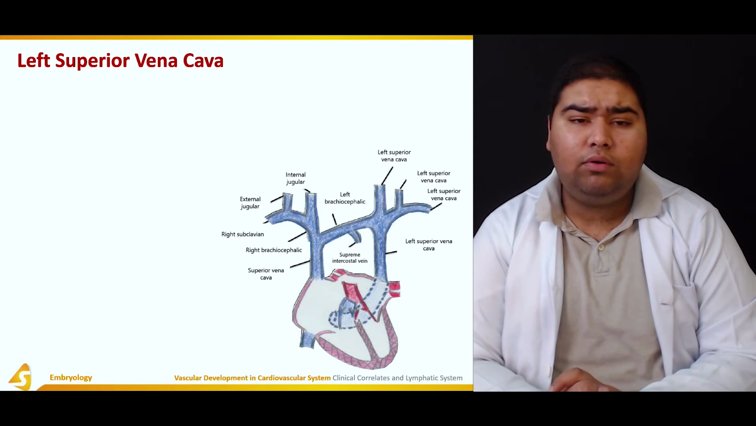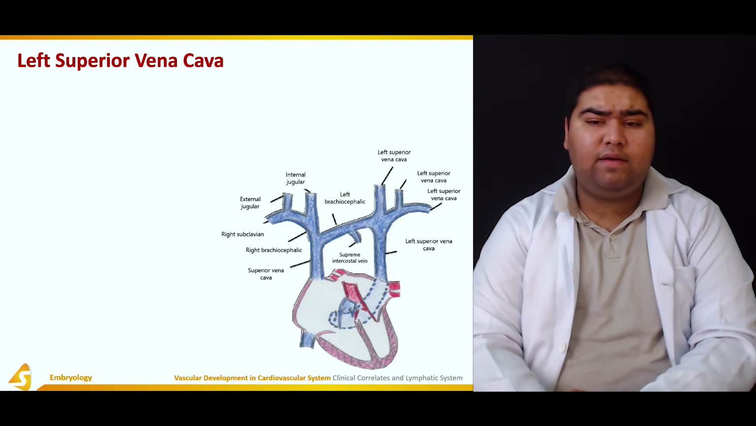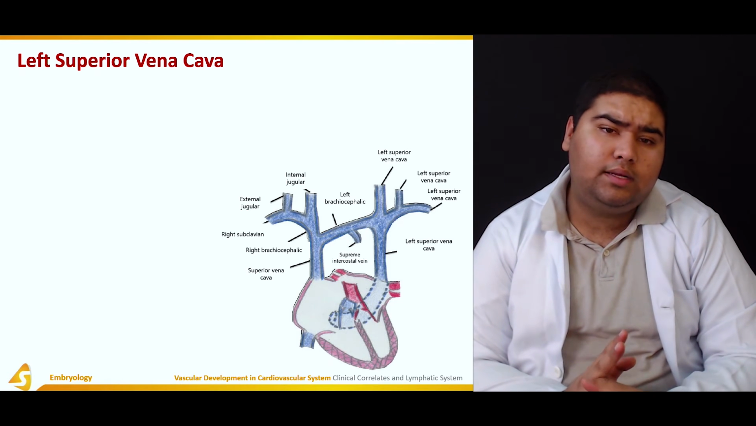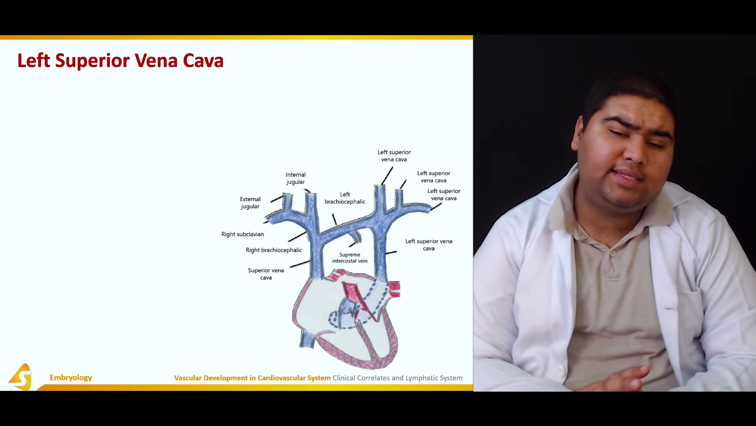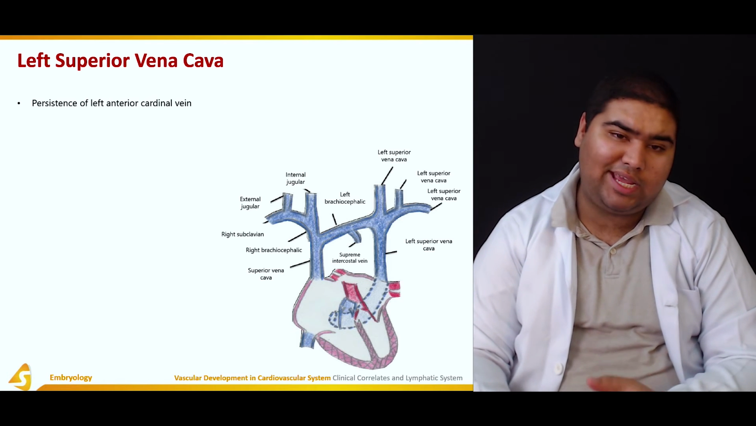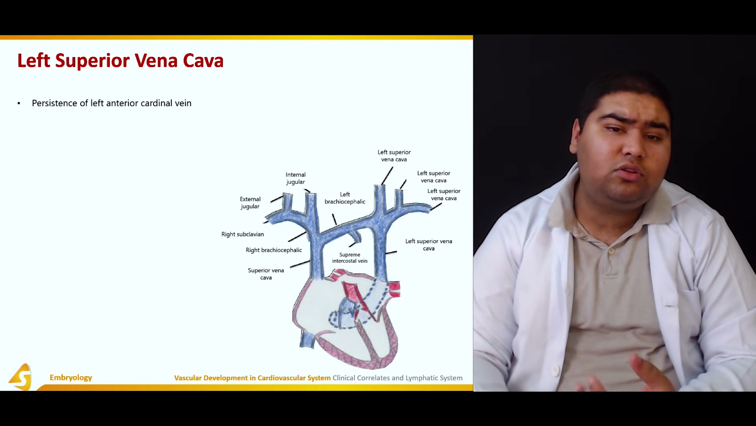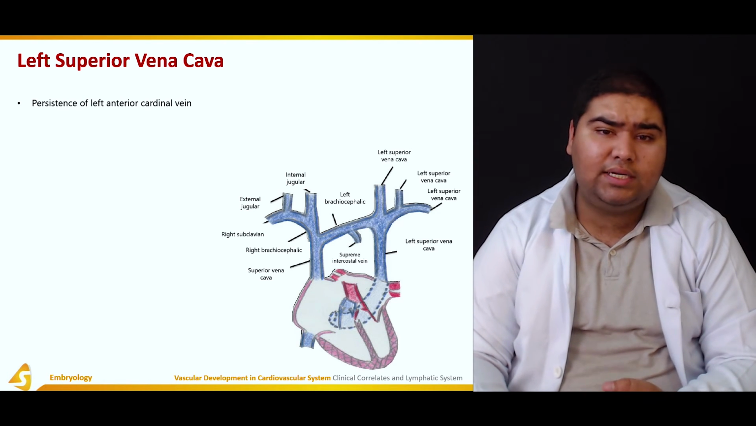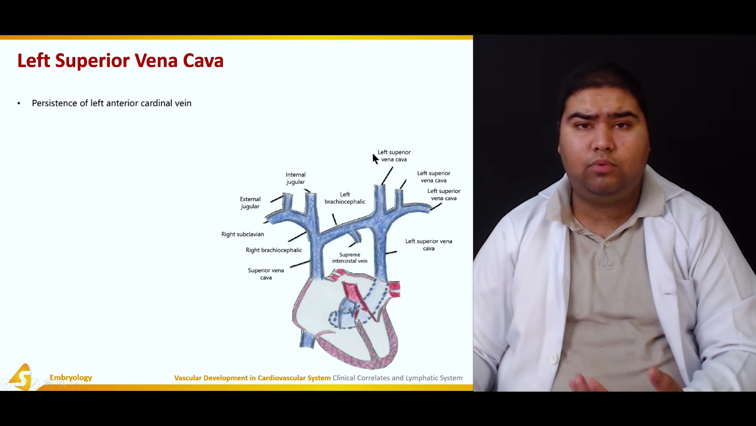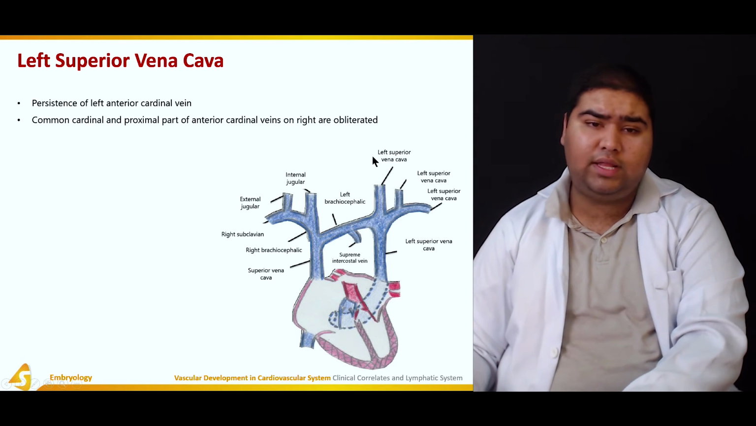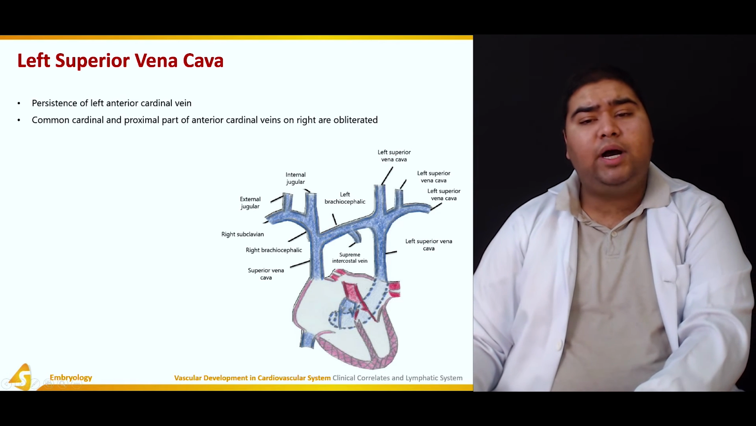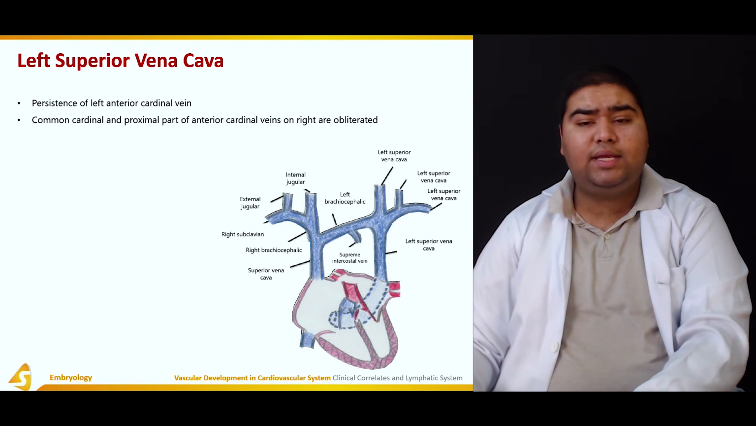So now let's talk about left superior vena cava. Normally the superior vena cava is present on the right side, but what happens if it is present on the left side, and how does it take place? It's the persistence of the left anterior cardinal vein. So anterior cardinal vein, which is supplying the upper part of the body, it now persists on the left side. The common cardinal and the proximal part of anterior cardinal vein on the right is obliterated.